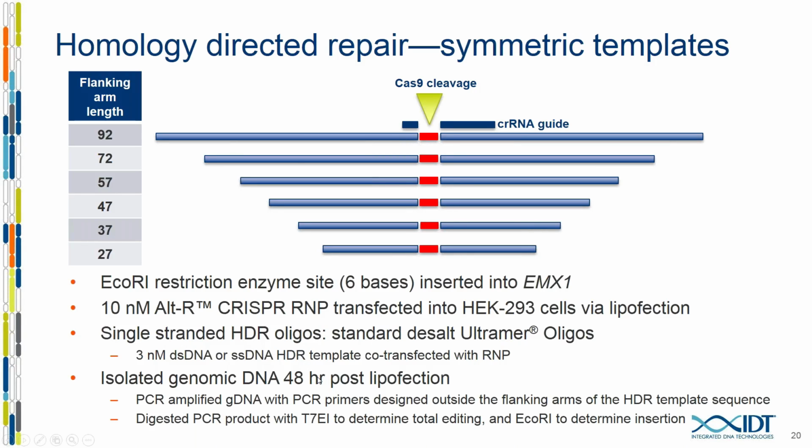So 48 hours after delivering these to the cells, the genomic DNA was isolated, PCR amplified, and then tested either through the T7 endonuclease 1 digestion that I described earlier, or through EcoR1 digestion, to determine how much editing overall had occurred through non-homologous end joining, and how much of the editing occurred through homology-directed repair, where that EcoR1 site was now present after HDR had happened.